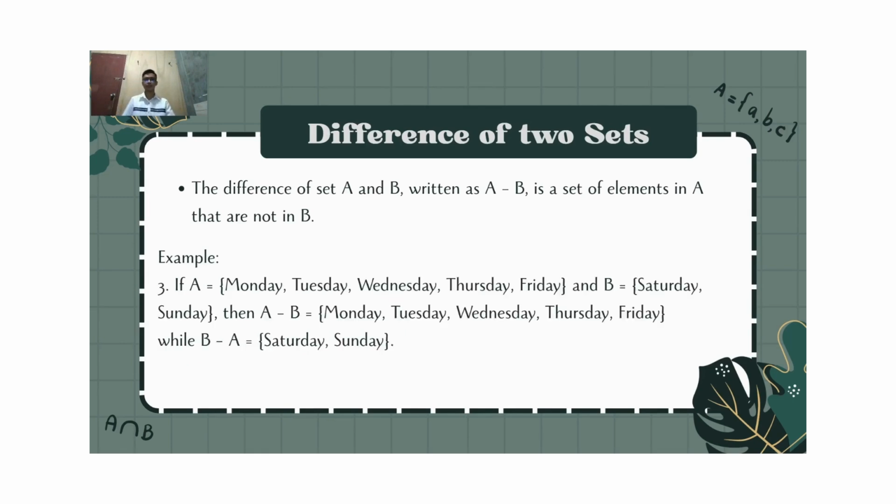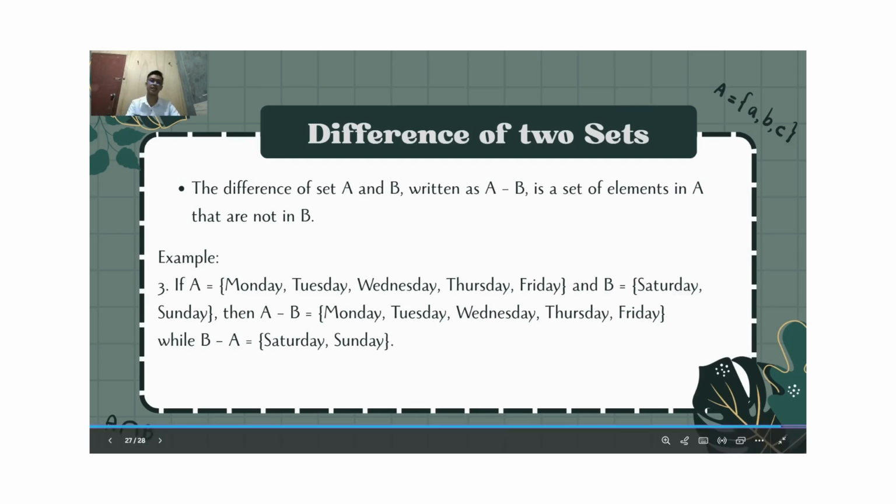Another example. Example number 3. If A is equal to Monday, Tuesday, Wednesday, Thursday, Friday, and B is equal to Saturday and Sunday, then A minus B is Monday, Tuesday, Wednesday, Thursday, Friday. And B minus A is Saturday, Sunday. Because it is the set of elements in A that are not in B, or vice versa, the set of elements in B that are not in A. So that's the difference. I hope you understand it.